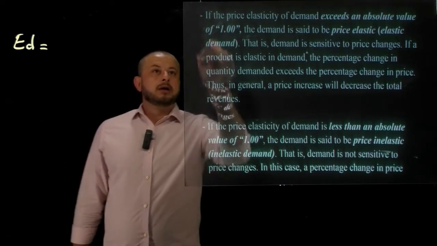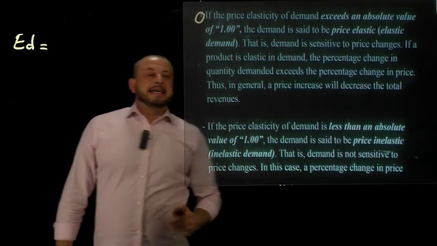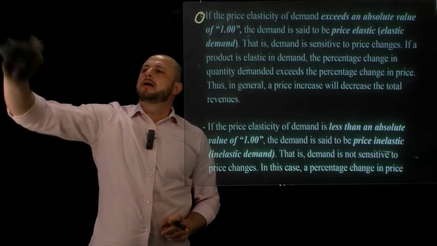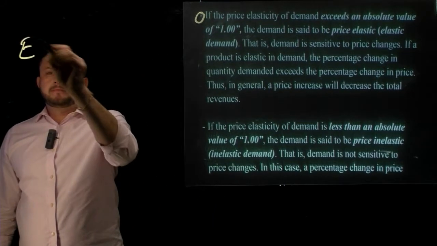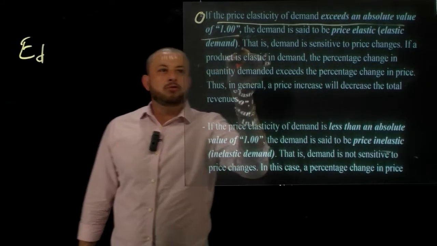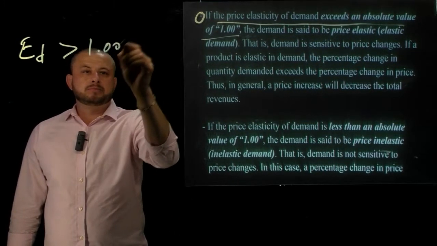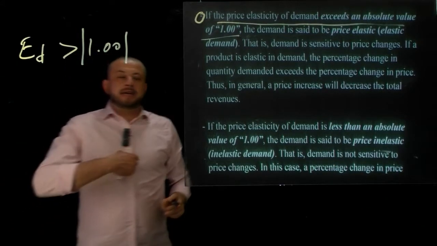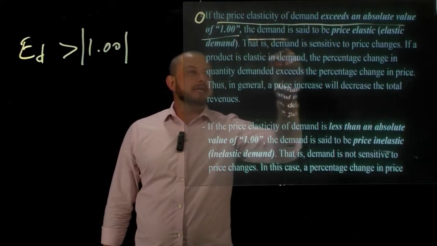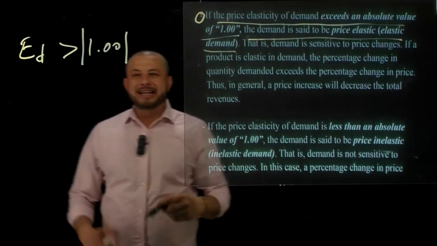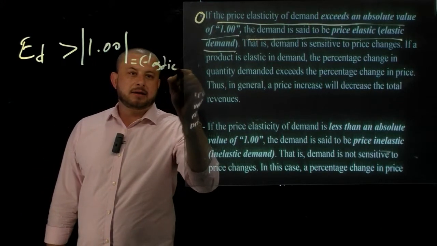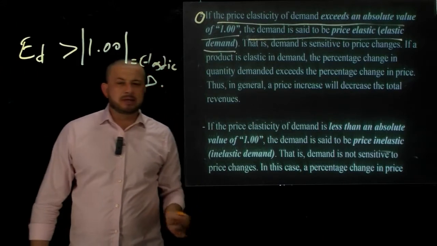Right here, take a look. If the price elasticity of demand exceeds an absolute value of 1, the demand is said to be price elastic, or elastic demand. So we have an elastic demand over here. So what does that mean, guys?